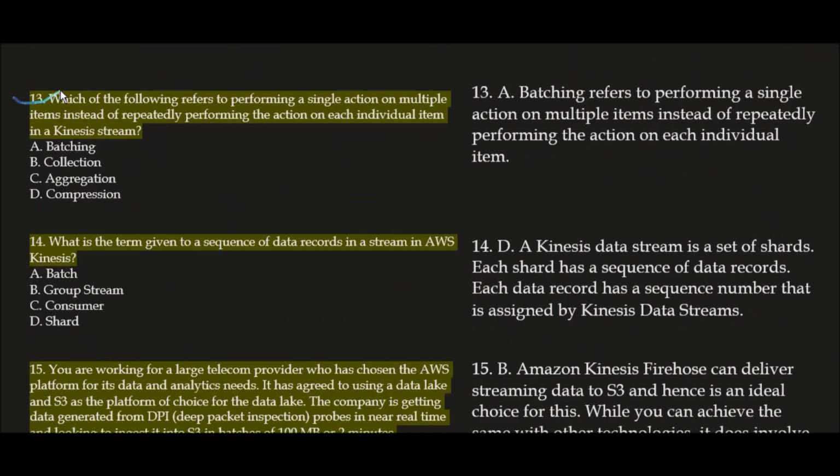Next question. Which of the following refers to performing a single action on multiple items instead of repeatedly performing the action on each individual item in a Kinesis stream? Option A, batching. Option B, collection. Option C, aggregation. Option D, compression. Correct answer here is option A, batching. Because batching refers to performing a single action on multiple items instead of repeatedly performing the action on each individual item. Okay, correct answer of this question is option A, batching. Next question.